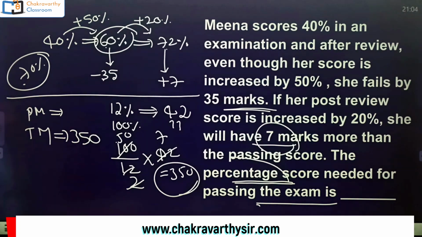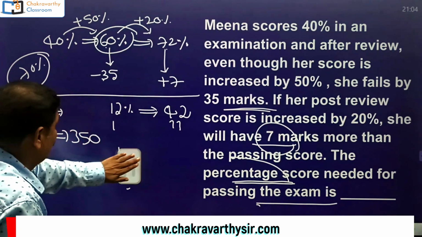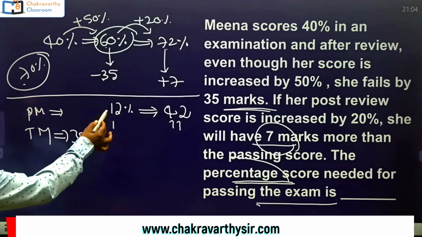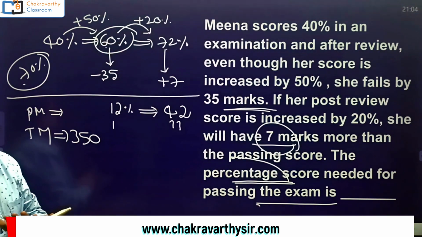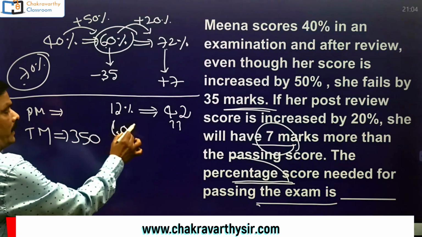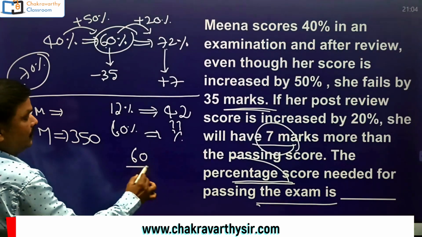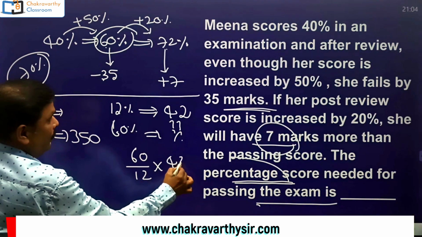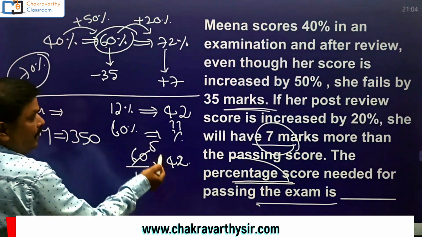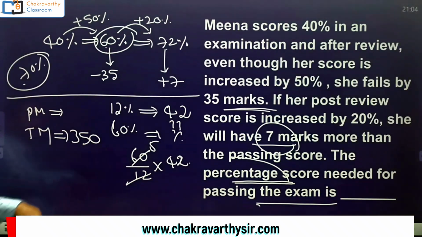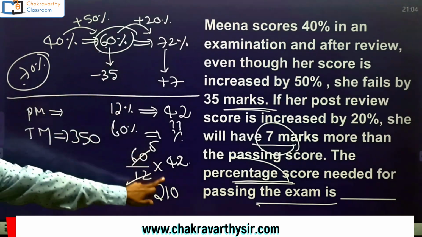Now, what are the pass marks here? Pass marks, you can simply do like this. Here, 12% is 42. Pass marks you can find either with this or that. Here, I am doing 60%. 60% is how much? 60% is 60 by 12 into 42. So, this is 12, 5 times is 200, and plus 5 twos are 10, 210. So 60% of the total marks is equal to 210.